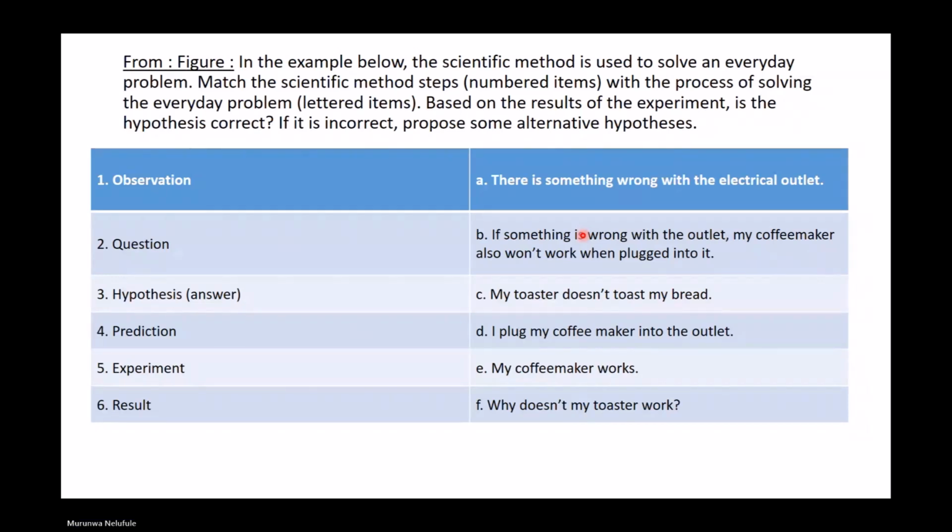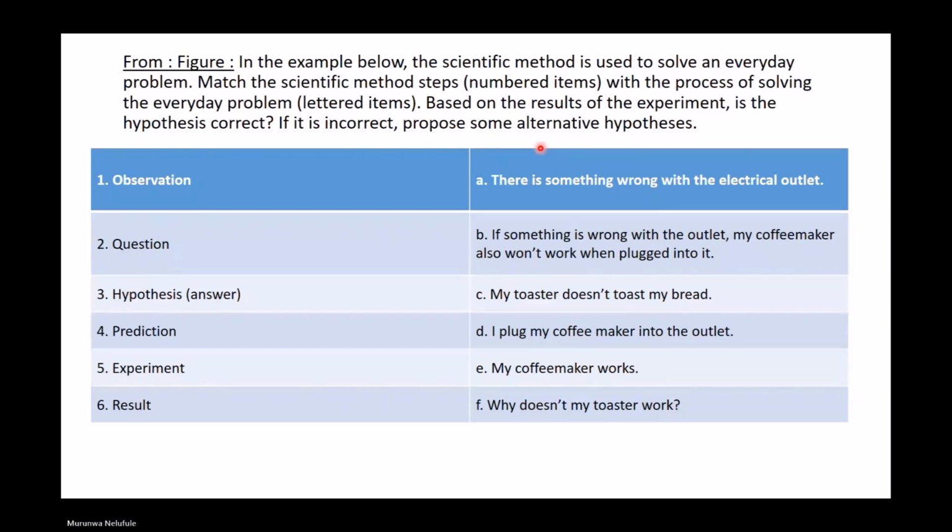Let's go. So you're going to be matching. After you match, you're going to go to the answer of the hypothesis, where you're going to tell us if the hypothesis is correct. If that hypothesis is not correct, you're going to propose an alternative hypothesis. Is that clear now? Okay. Yes, sir. All right, let's go.